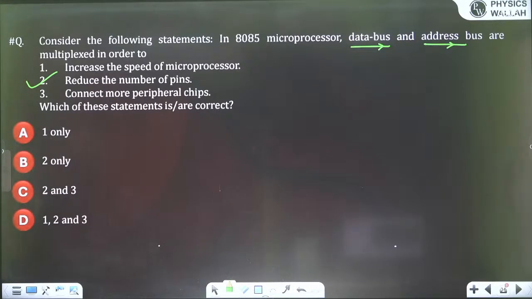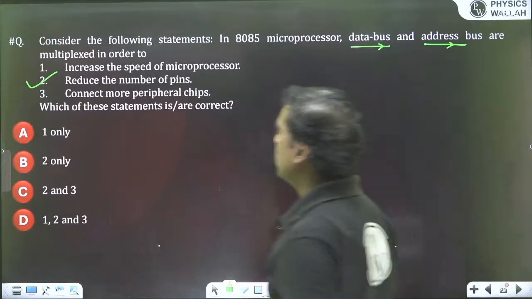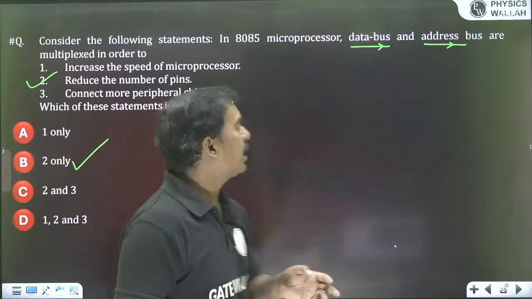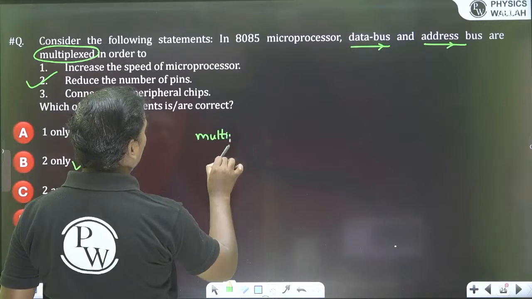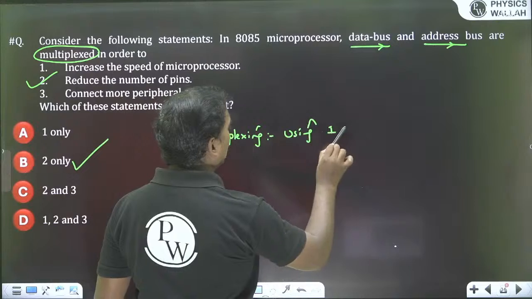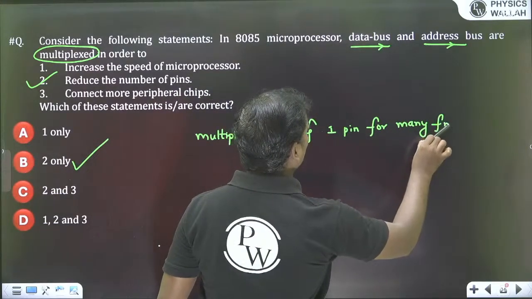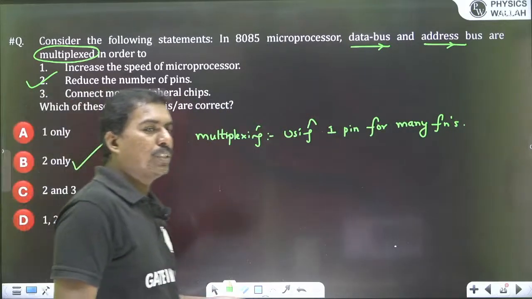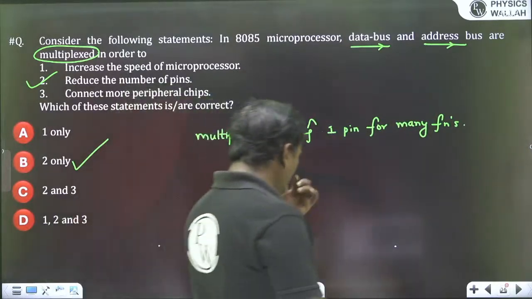But the basic purpose is to reduce the number of pins only. Connecting more peripheral chips is the last option. I prefer option B. Why? Because first we have to reduce the number of pins. That is the purpose of multiplexing. Multiplexing means using one pin for many functions. So we can take 2 only, because we are not basing it on connecting more peripheral chips. So that can be the right answer.